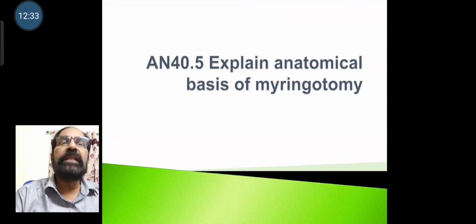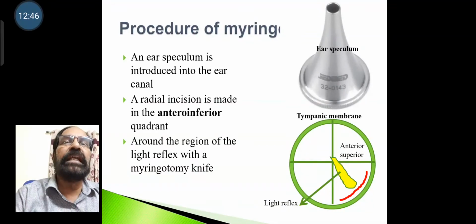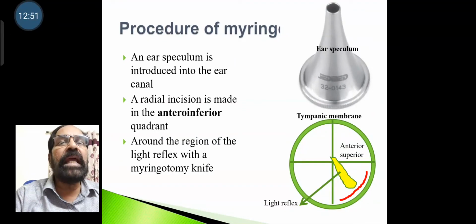Then we go to explain anatomical basis of myringotomy. Myringotomy is a procedure. An ear speculum is introduced into the ear to see the eardrum. Then a radial incision is made in the anterior quadrant as shown, around the region of light reflex. And this is done with a myringotomy knife. So in the picture you can see it is done in the anterior-inferior quadrant. That is the area of light reflex.